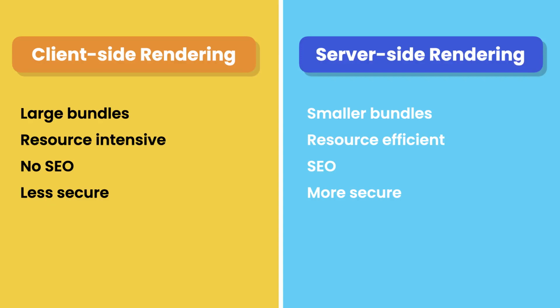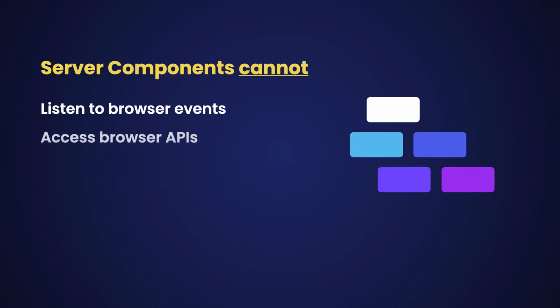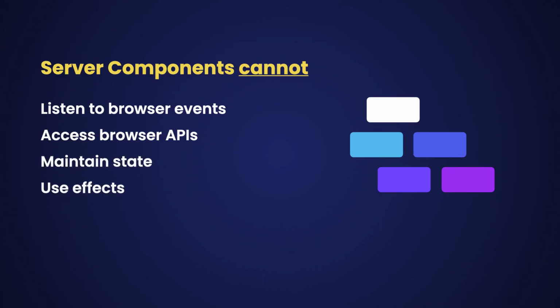However, with server-side rendering, we lose interactivity. So server components, which are components that are rendered on the server, cannot listen to browser events like click, change, submit, and so on. They cannot access browser APIs like the local storage. They cannot maintain state or use effects. These functionalities are only available in client components. So in real-world applications, we often use a mixture of server and client components. We should default to server components and use client components only when we absolutely need them.